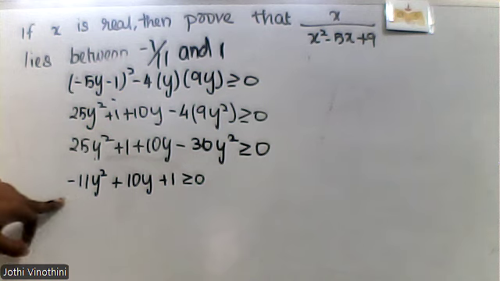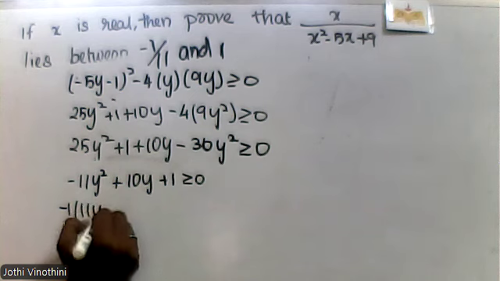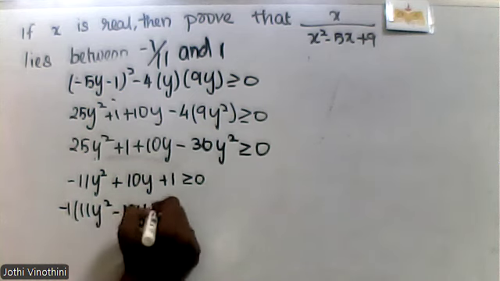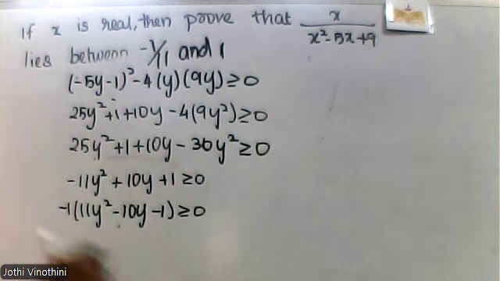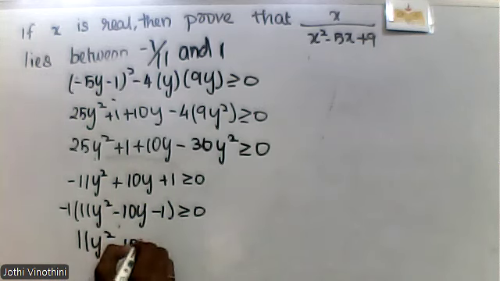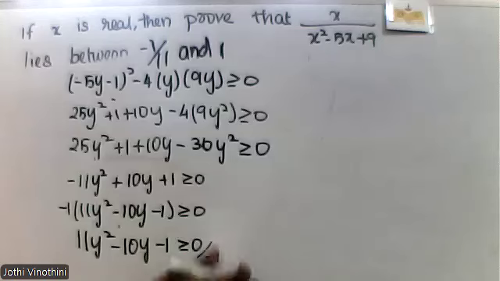I am going to take minus 1 as common from these terms. So it becomes 11y squared minus 10y minus 1 must be greater than or equal to 0, since we take the minus 1 to the other side, and 0 divided by minus 1 is 0. Anything, 0 divided by anything is 0. I will give you half a minute so that you can solve.